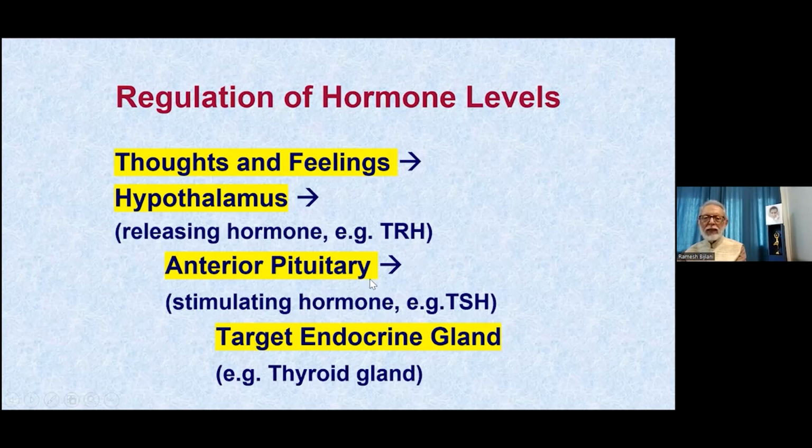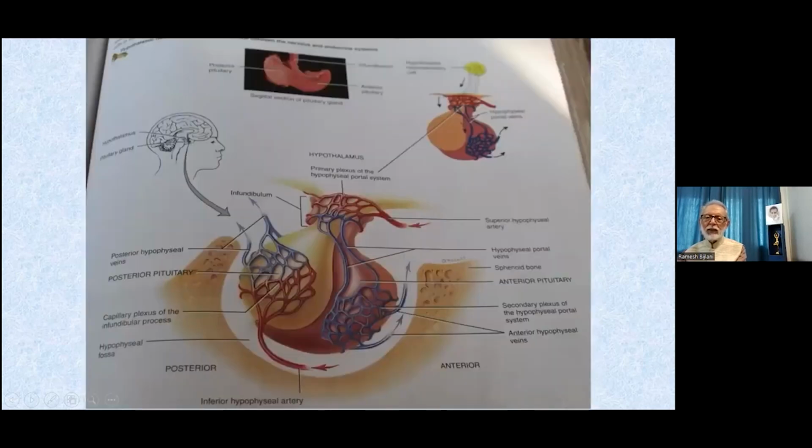And that breaking up into a second set of capillaries happens in the anterior pituitary. That's how the releasing hormones are released in the anterior pituitary, and they can work there. So, this way the action can be localized to the place where it is really needed. Now, this shows you a little more realistically how it happens.